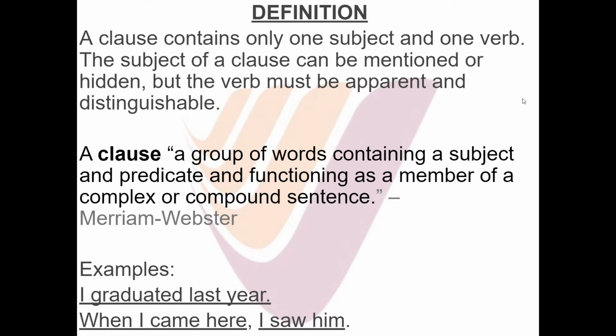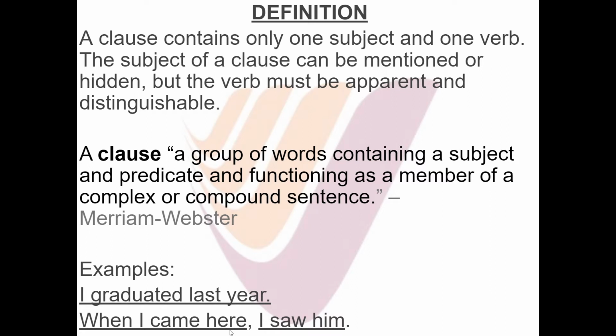The difference between a phrase and a clause is that a clause contains a verb and a subject, but a phrase does not contain a subject as well as a verb. A clause is a group of words containing a subject and predicate and functioning as a member of a complex or compound sentence. The examples of clauses are: I graduated last year.